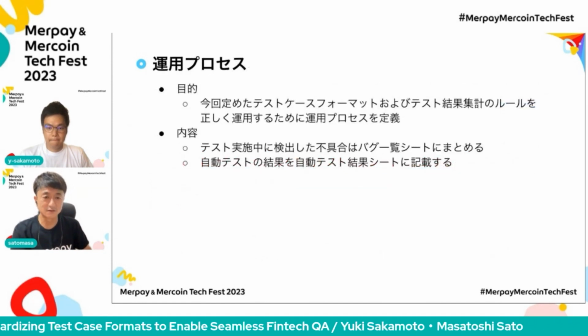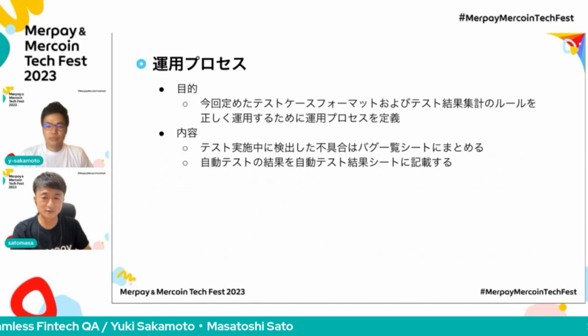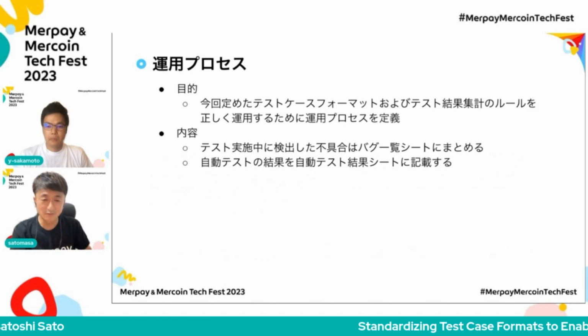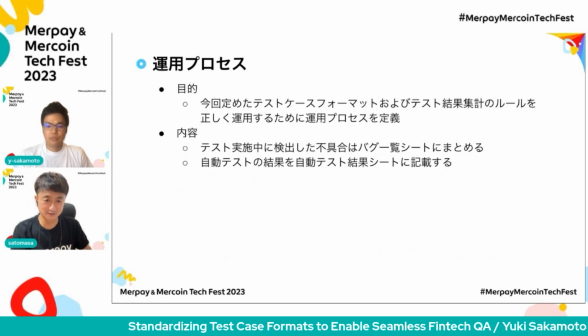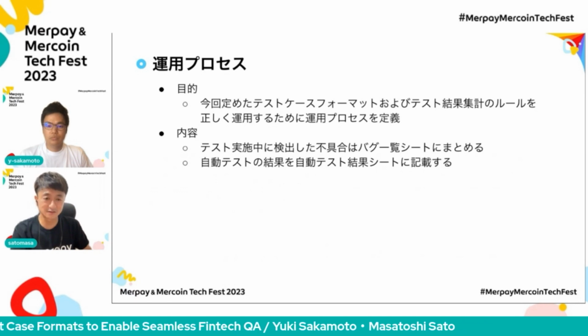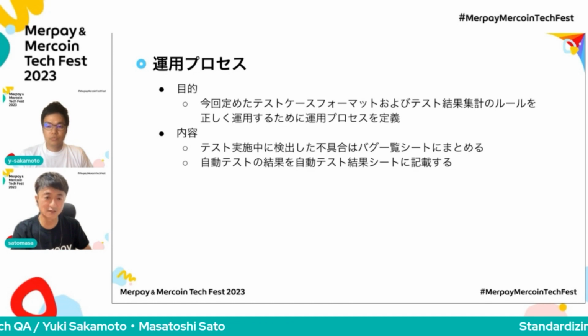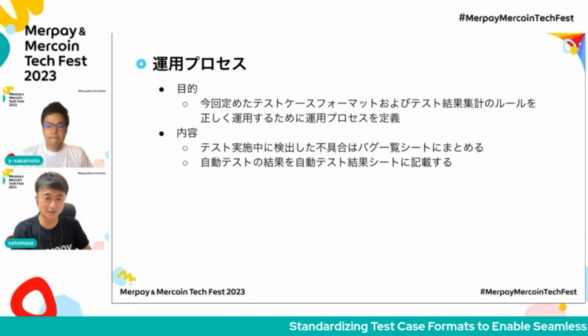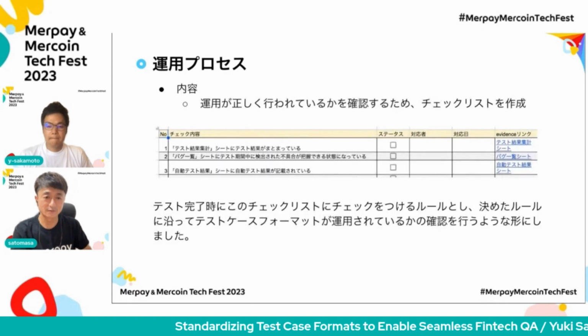Next is related to the operation process. The objective is that, for the test case format that was defined, we are seeing whether the operation is done correctly, and in order to do so, we have defined the operation process. It covers many details, but during the test, the failures that were detected will be summarized into the bug list, and the auto test result will be described in the auto test result sheet. Those were the contents that were covered.